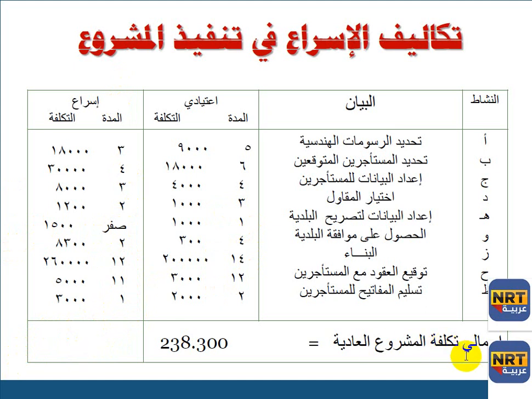The normal gross cost of the project, or the normal gross cost of the task, equals 238,300, as you can see in front of you. Please focus on it.